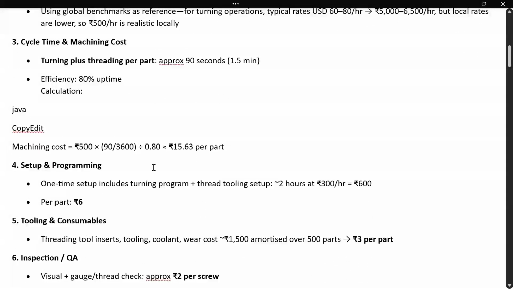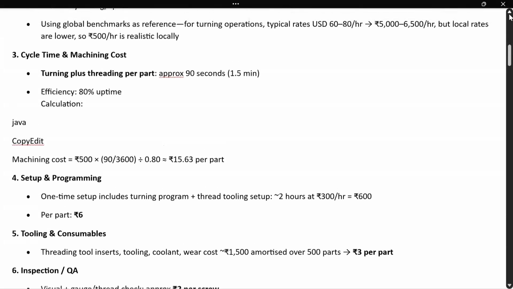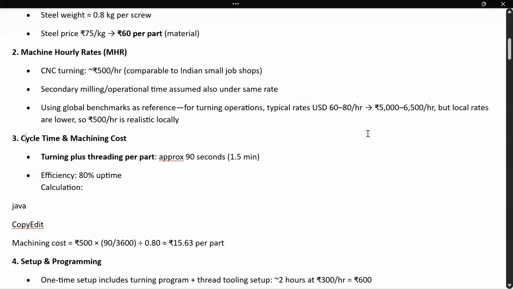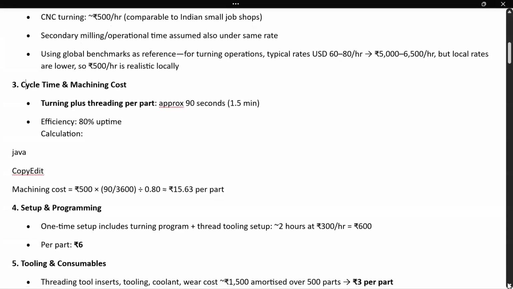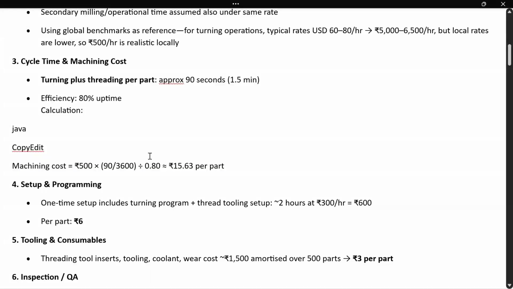So we will calculate the machining cost. The machining cost per hour is basically the running cost, and here it is given as 500 rupees. But for a single job it takes 1.5 minutes, so we take 90 seconds divided by 3600, divided by the 80% efficiency. So the machining cost comes to 15.63 rupees per part.